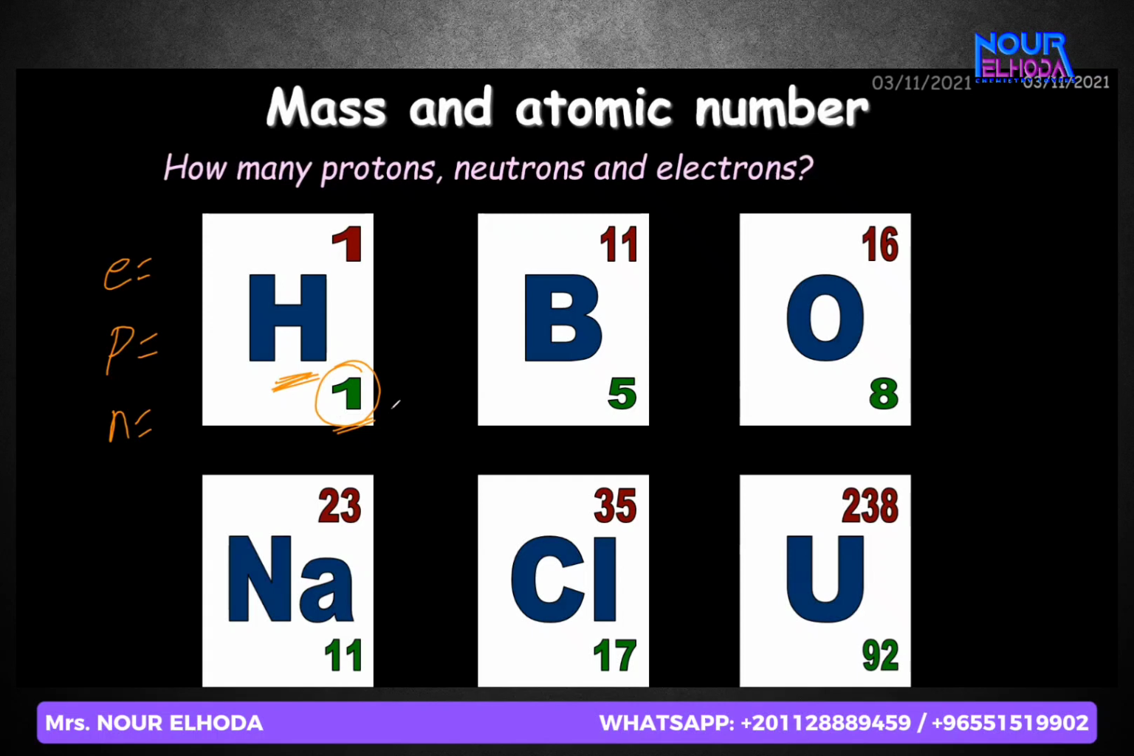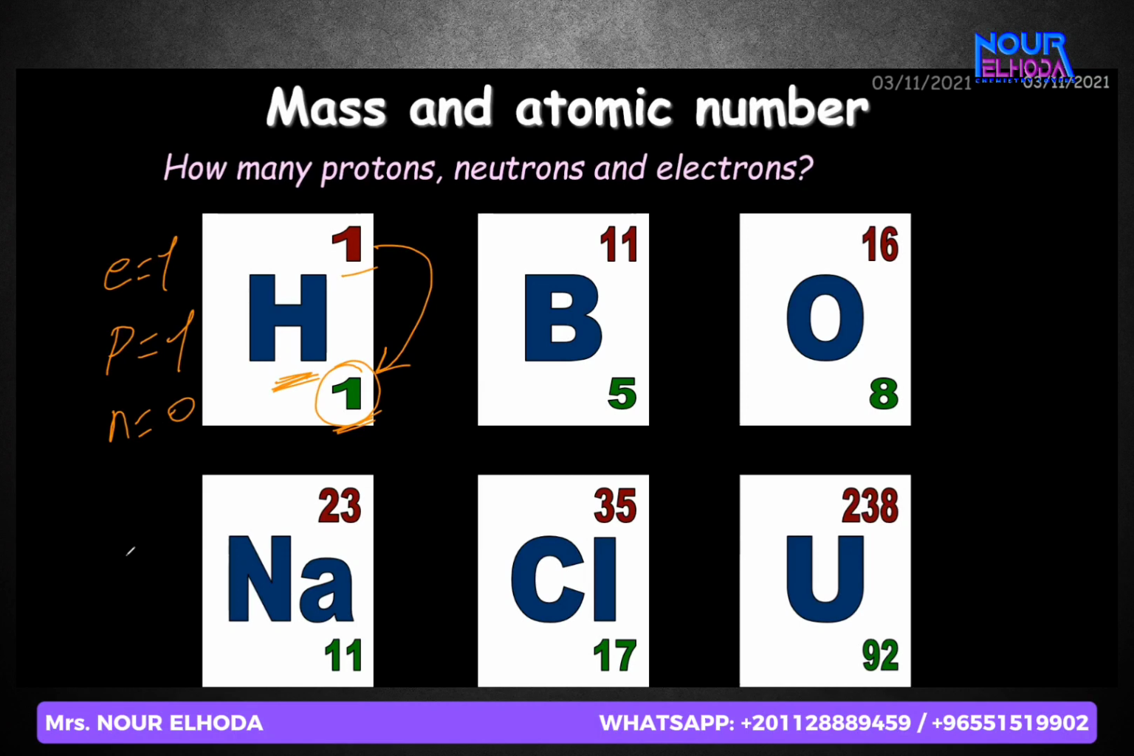Exactly, that's true. So I'm going to say 1 and 1. Right, to get the neutrons, what are you going to do? You are going to subtract the mass number minus the atomic number. All the time, you will subtract this one minus this one. That's true. You will tell me, Miss, how come?